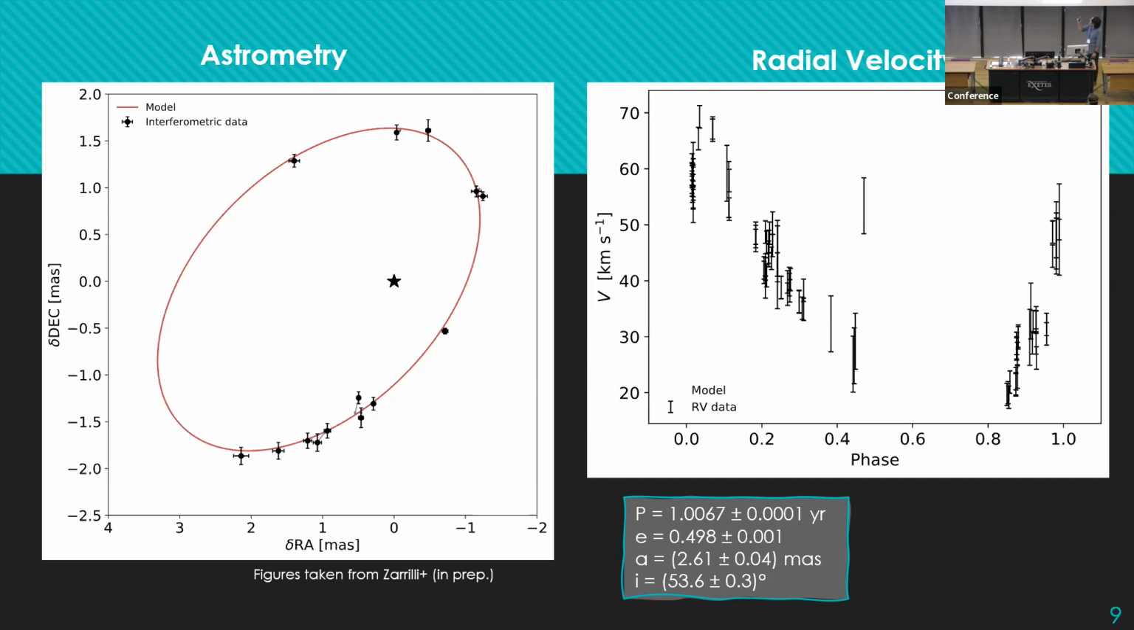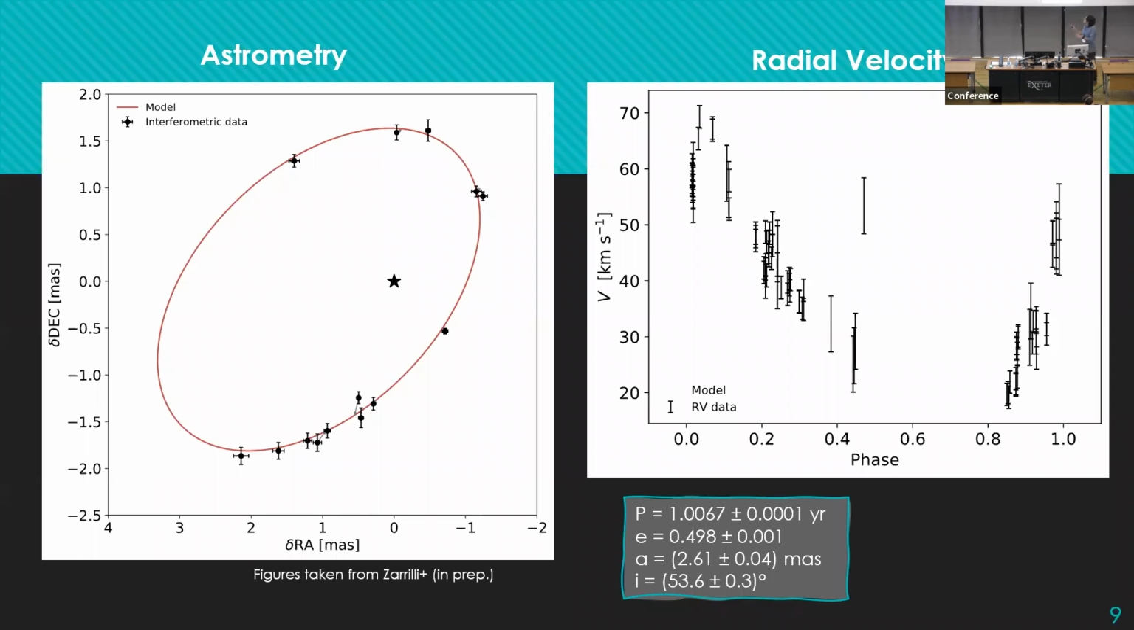Okay, on the left-hand side, at least we have finally some data and model together. This is our astrometric points. All of our astrometric epochs are on here, and you can see the fit is very good. Again, you will have to take my word for it on the radial velocities, but they also fit extremely well, apart from that one point in the middle that doesn't fit at all.